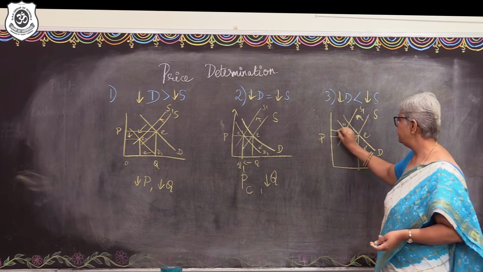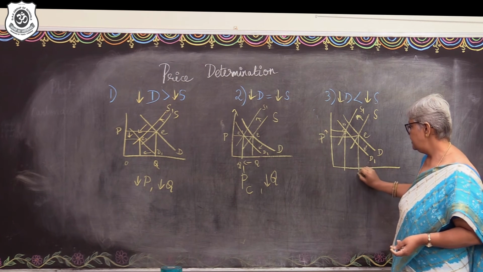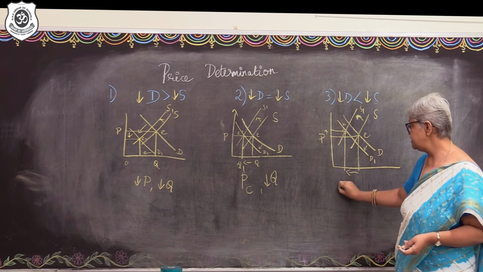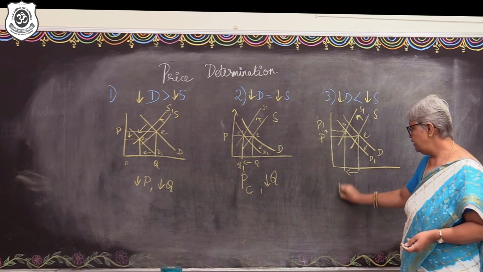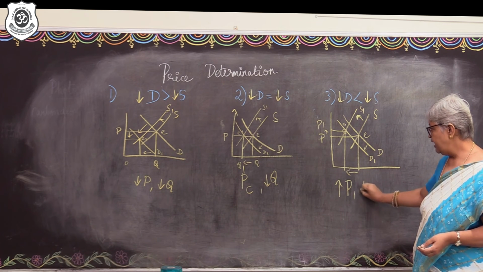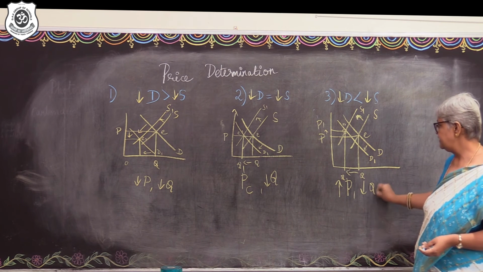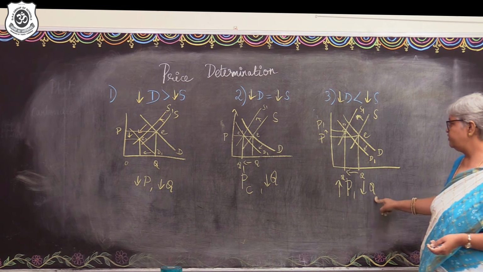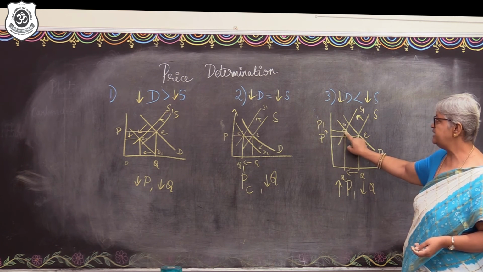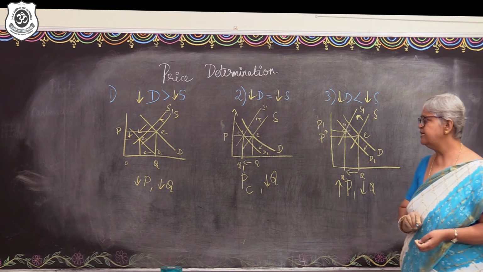So look at the outcome. At a higher price, the market is attaining its equilibrium at a lower level of output. Let's record the outcome. At a higher price, the market is attaining the equilibrium at a lower level of output. Look at the arrow marks, you will be able to immediately understand. At a lower level of output and at a higher level of price, the market is attaining its new equilibrium at E1. Right? So once more, what do you see here?